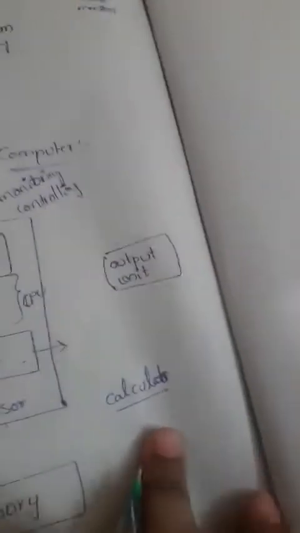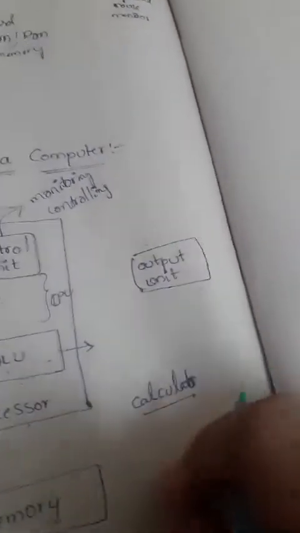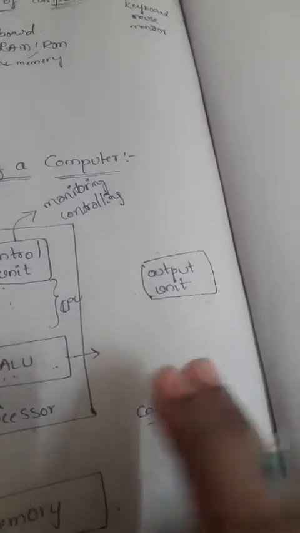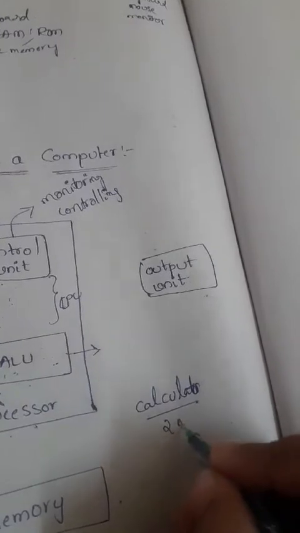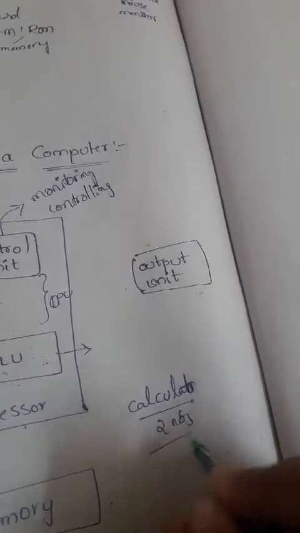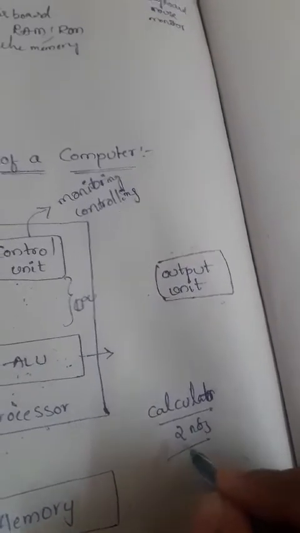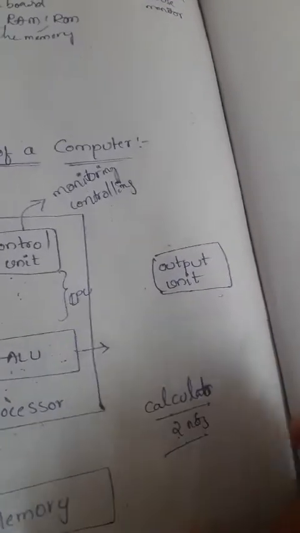Okay, so with the help of a calculator I want to do one task here. That is, I want to add two numbers. Here I want to add two numbers, so we want to add on a calculator. Here I want to do adding the two numbers with the help of a calculator.